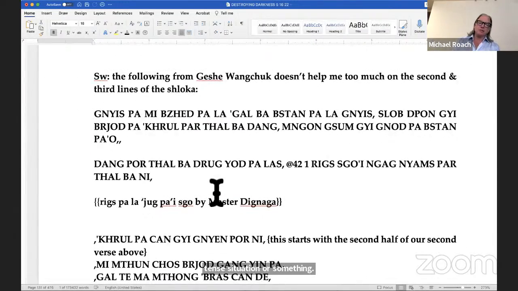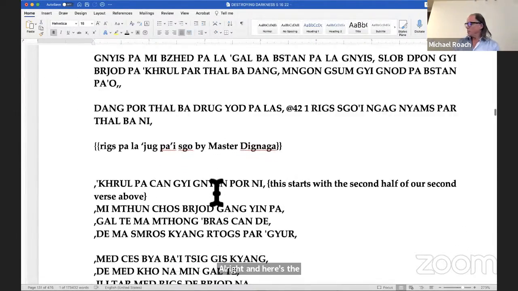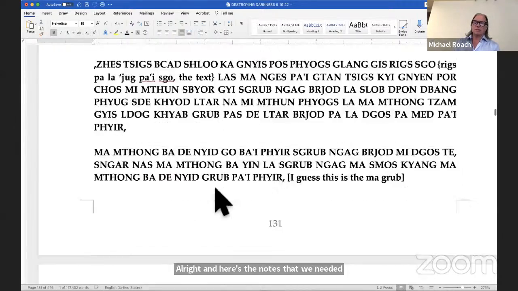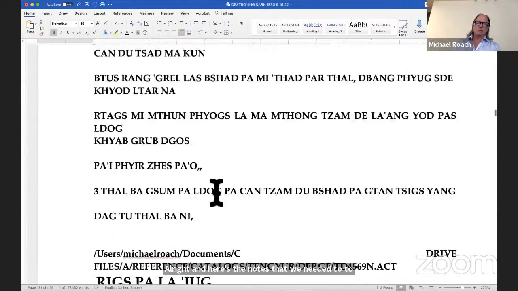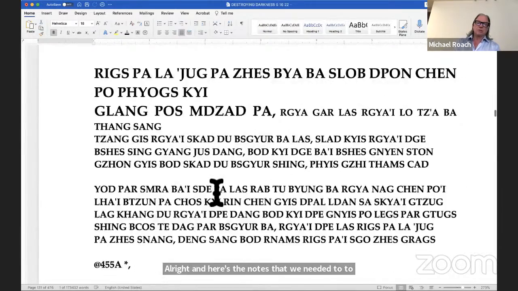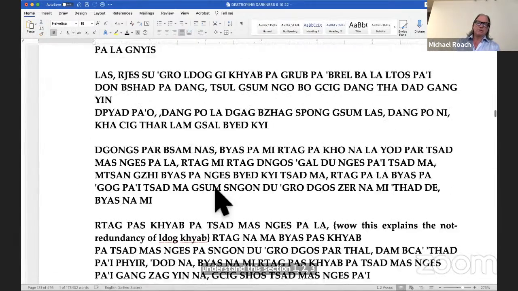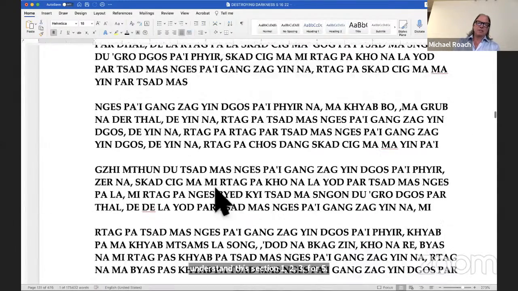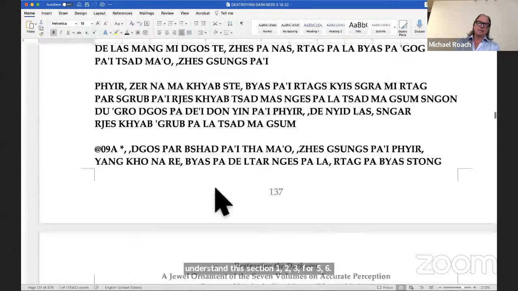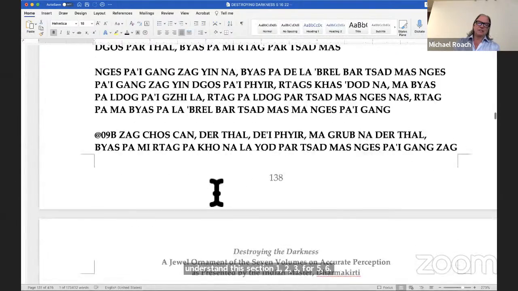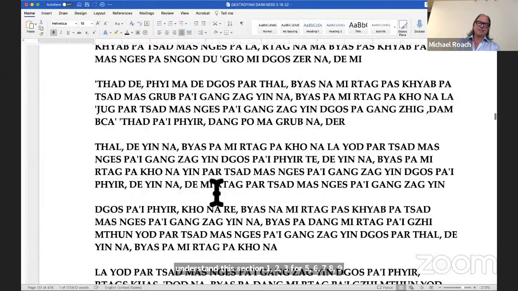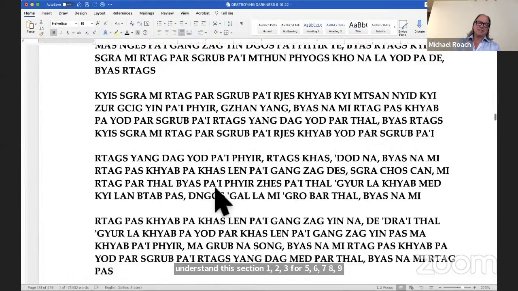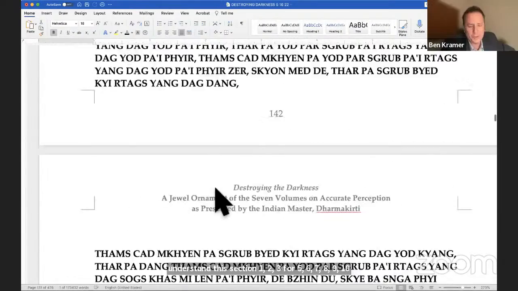And here's the notes that we needed to understand this section. 1, 2, 3, 4, 5, 6, 7, 8, 9, 10, 11. Woo! Keep going.